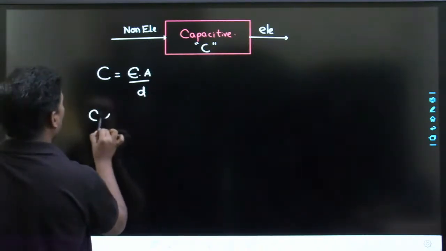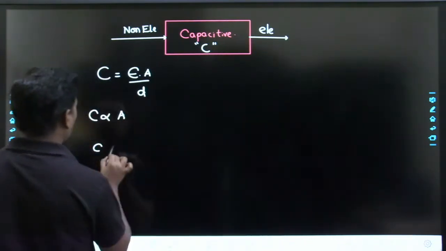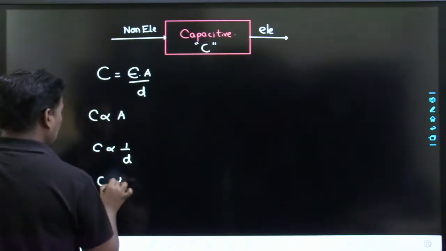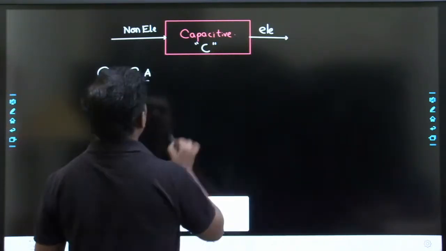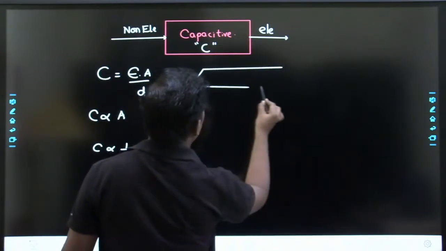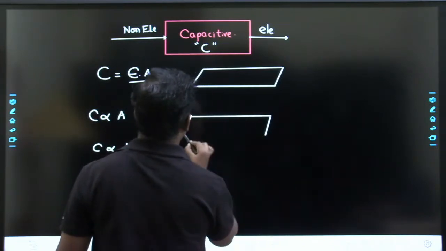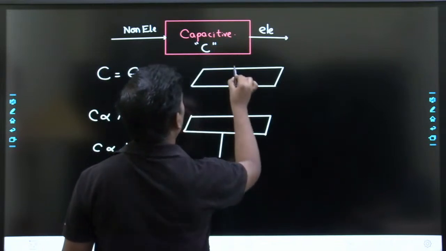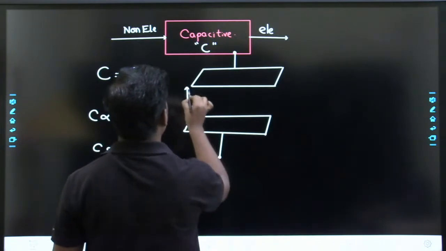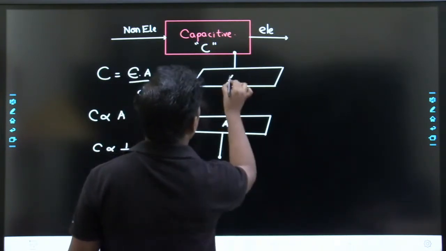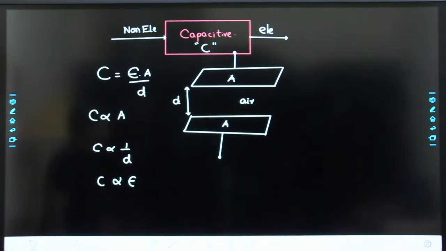So C is proportional to the overlapping area, inversely proportional to the distance between the plates, and proportional to the permittivity. That means, if these are the two capacitor plates, and the gap between these plates is D, and the overlapping area is A, and the dielectric medium is air. Okay, so what is happening now?